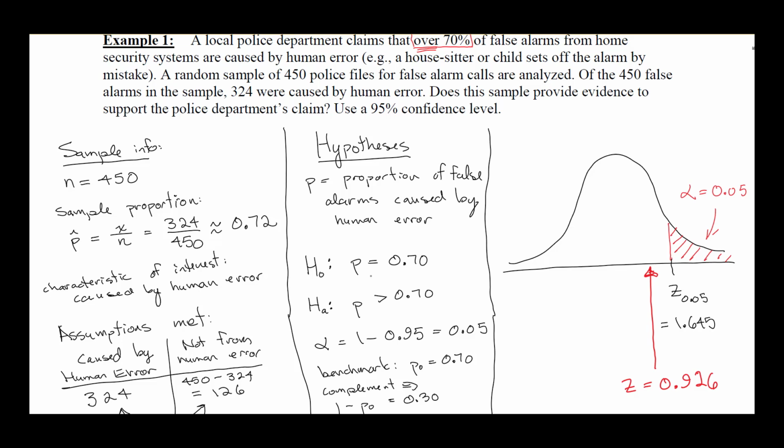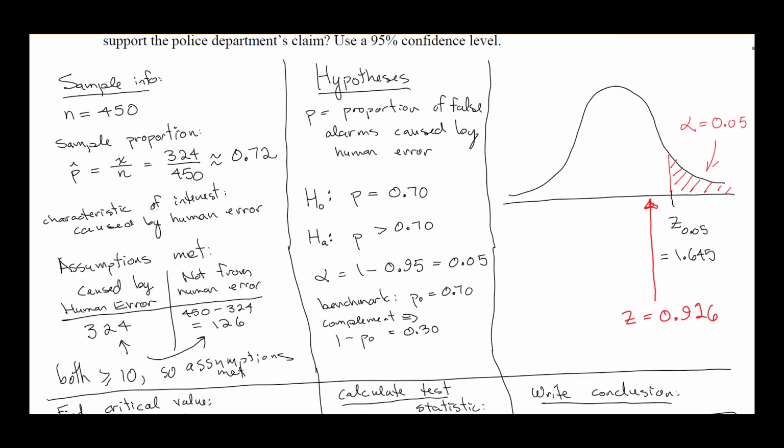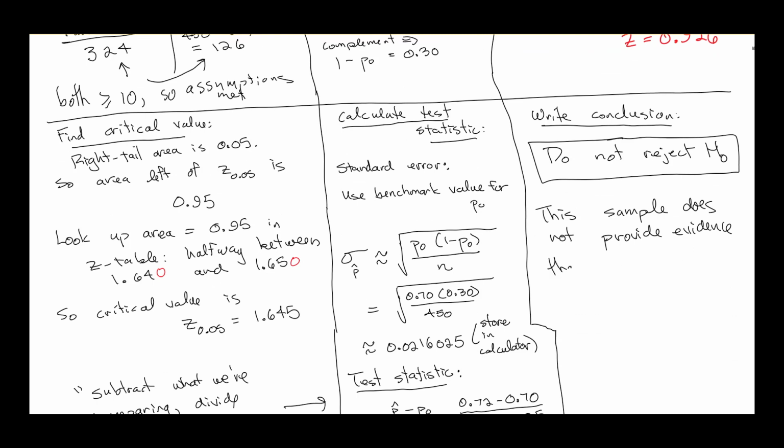So since we did not reject H0, that means we do not have any evidence in favor of the alternative hypothesis. So we always use the null hypothesis as starting default assumption. And so if we don't reject it, then we're going to still stick to it. So we do not have evidence that it's higher. So this sample does not give us evidence that the rate of human error in false alarms is over 70%.